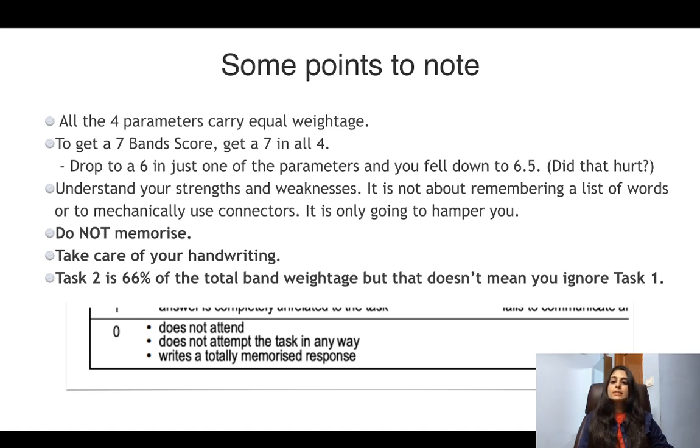Task 2 is 66% of the total band weightage, but that does not mean that you can ignore Task 1. So yes, out of the 9 band scores, 6 band scores are devoted for your essay, and the remaining 3 band scores are assigned to your letter. Okay.